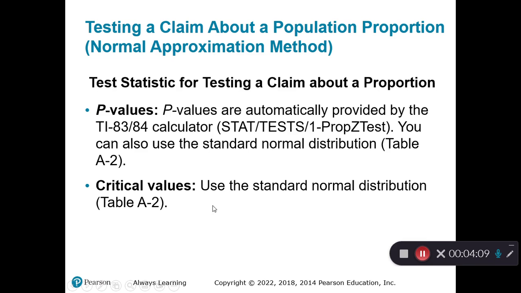For critical values, the best way to find the critical values is to use table A2. Although calculators do have the inverse norm command, I find it quite tedious to use, and I do prefer using the tables. It's a little bit more straightforward.